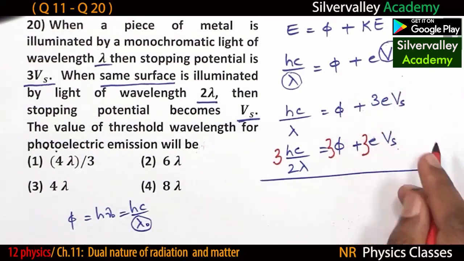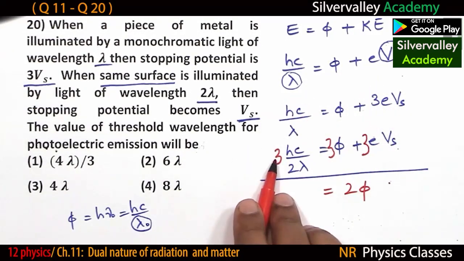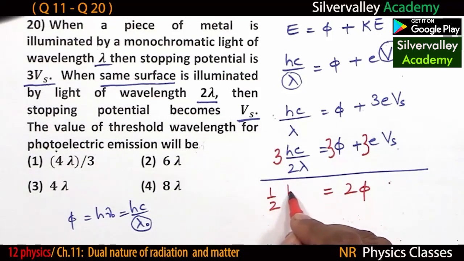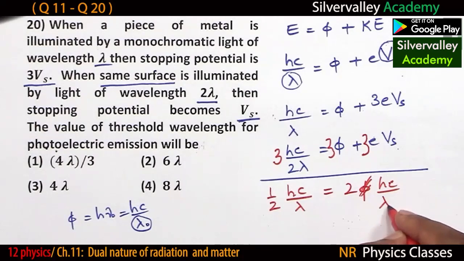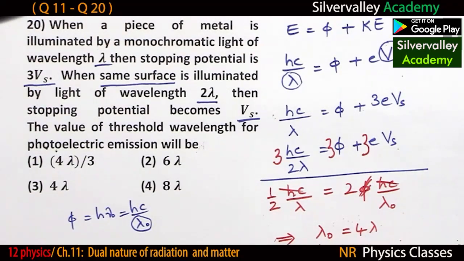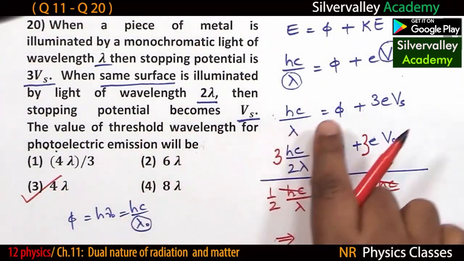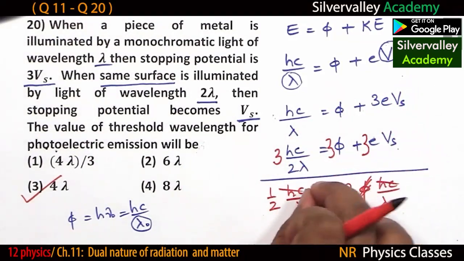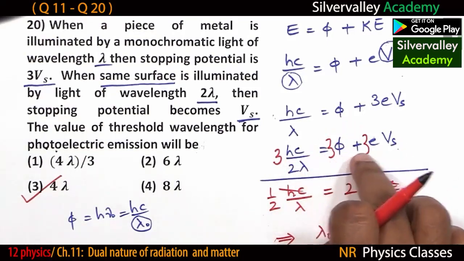This minus this or this minus this is 0. This minus this is 2 times phi. This minus this, observe, 3 by 2 is 1.5, this is 1, 1.5 minus 1 is 0.5. So this is half hc by lambda. But what is phi? Phi is hc by lambda naught. This implies lambda naught equal to hc gets cancelled, lambda naught is 2 into 2 lambda, so it is 4 lambda. So with little practice, you can solve equations like this. Every time you don't have to repeat the equations with slight changes. Wherever we have to make corrections or changes, in the existing equations only you try to make them and then simplify.